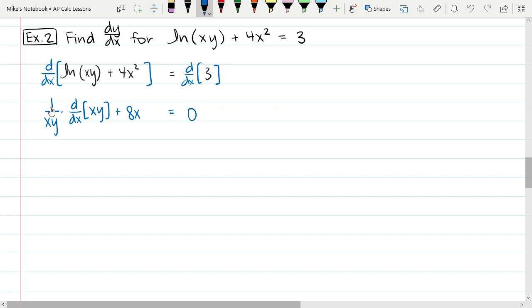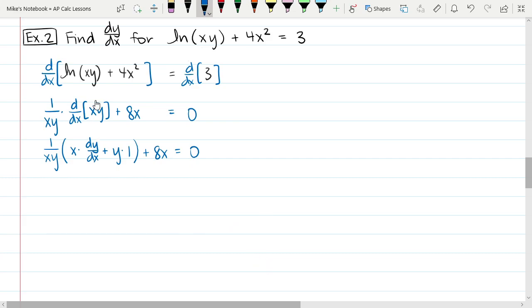Okay, so far, we still have to deal with this product rule right here. So I have 1 over xy times, okay, so now the derivative of x times y, so that's the first times the derivative of the second, which is just dy/dx, plus the second times the derivative of the first, but the derivative of x with respect to x is just 1. And then plus 8x equals 0.